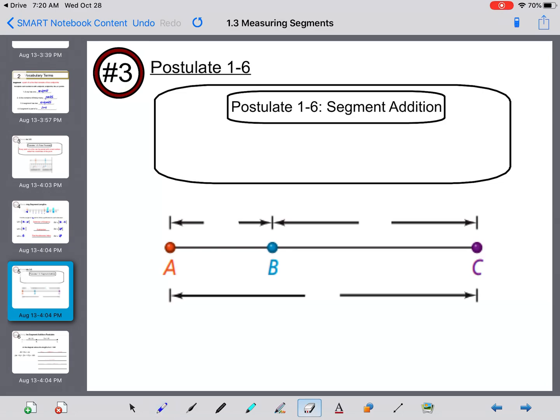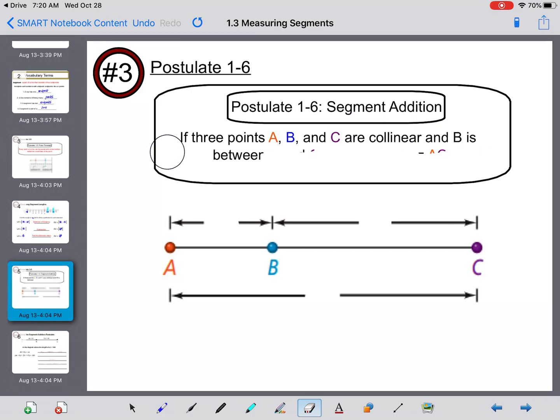Postulate 1-6, segment addition. If 3 points A, B, and C are collinear, meaning they're on the same line, and B is between A and C, then AB plus BC equals AC. I sort of introduced this on the last slide with my first example. Here's your line, A to B to C. The gap from here to here is AB, and from here to here is BC. So if you add AB and BC, you get the entire length of the line, which is AC.